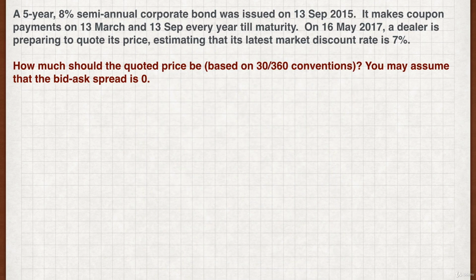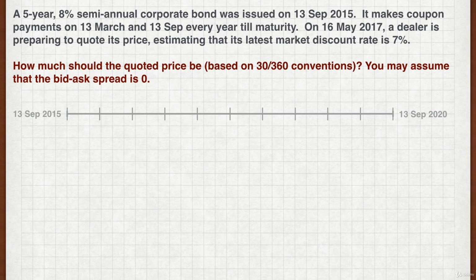Pause the video now to work out your answer. And we're back. Let's draw a timeline to help us visualize. The bond was issued on 13th of September 2015 and should mature on the 13th of September 2020. The dealer wants to quote on the 16th of May 2017. This date is 2 months and 3 days after the last coupon payment date on the 13th of March 2017. To count the number of days using the 30/360 convention, we use 2 times 30 plus another 3 days. This is 63 days after the last coupon payment date. The number of days per period is 6 times 30, which is 180 days.